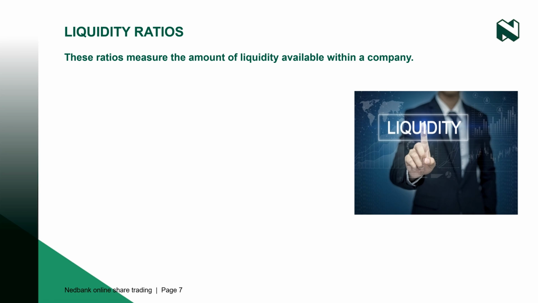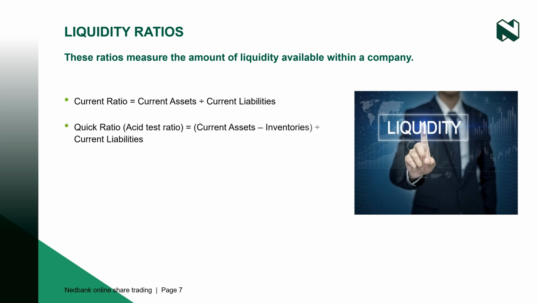These ratios measure the amount of liquidity available within a company. For example, the amount of assets that can either be quickly converted to cash or are in the form of cash and cash equivalents. Liquidity ratios indicate a company's ability to pay its current responsibilities. There are various ratios that fall under this umbrella. Current ratio, which is current assets divided by current liabilities. Quick ratio, or acid test ratio, which is current assets minus inventories divided by current liabilities.